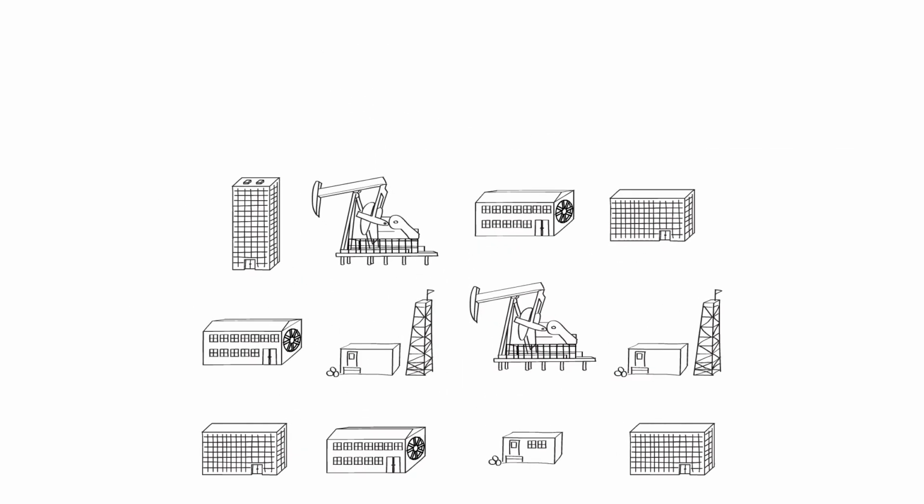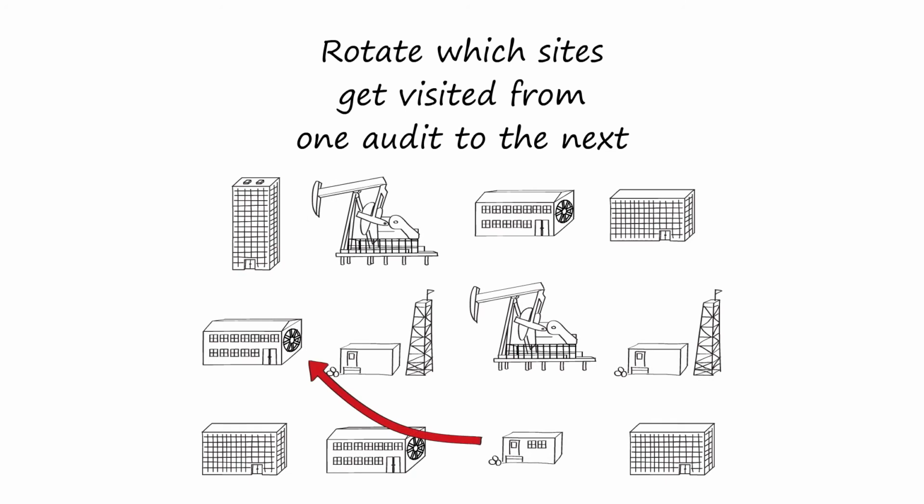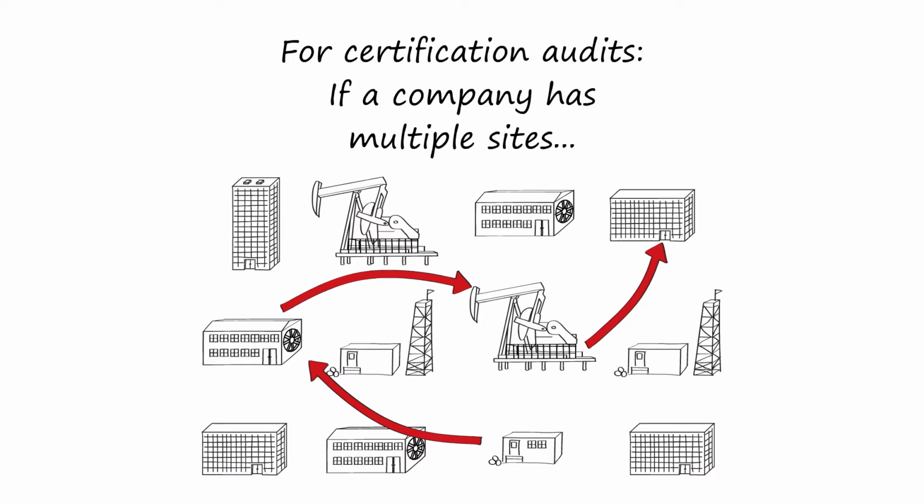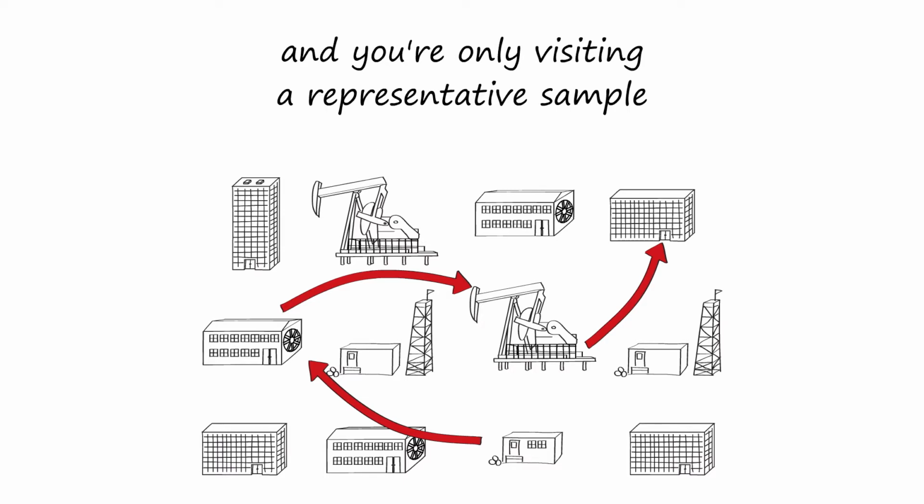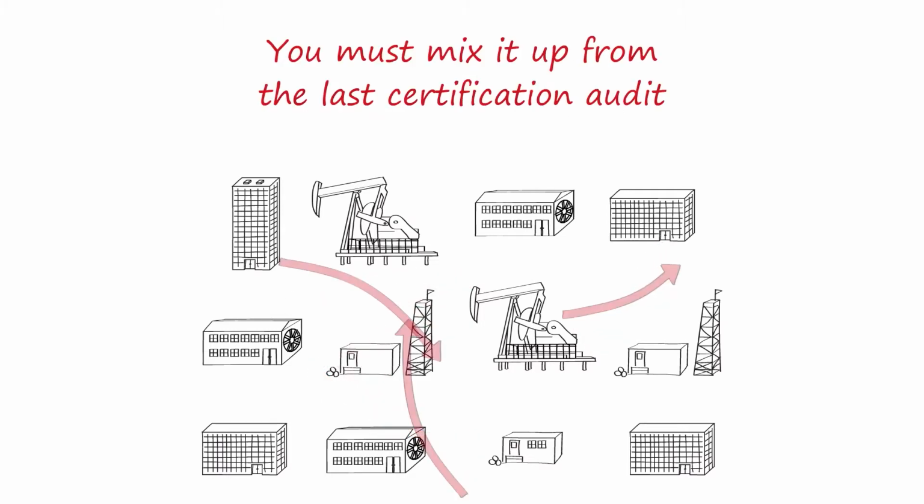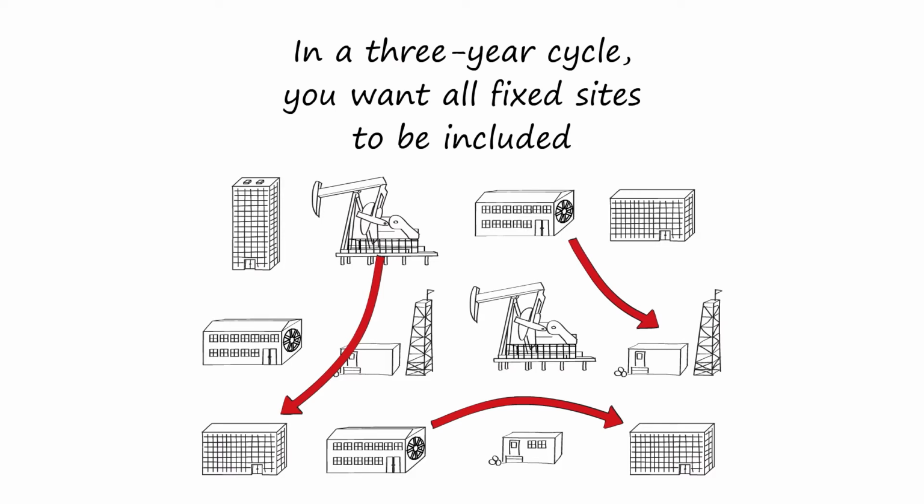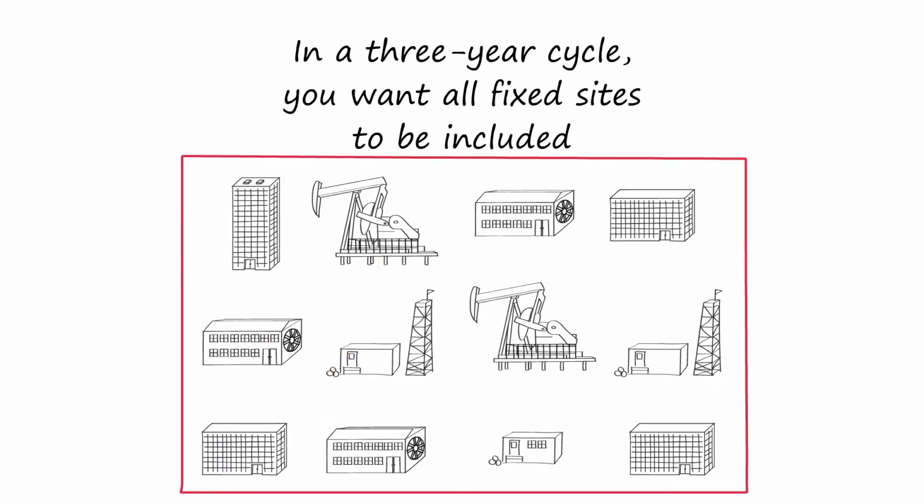You will also want to rotate which sites get visited from one audit to the next. In fact, for certification audits, if a company has multiple sites and you're only visiting a representative sample other than the main office or shop, you must mix it up from the last certification audit. In a 3-year cycle, you want all fixed sites to be included.